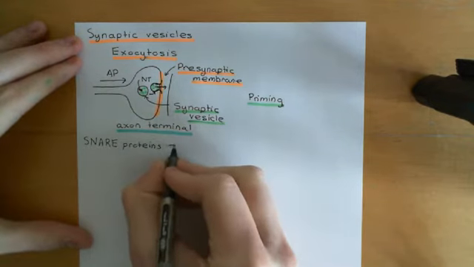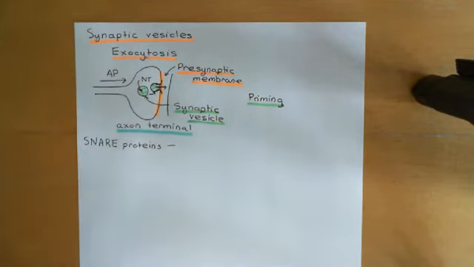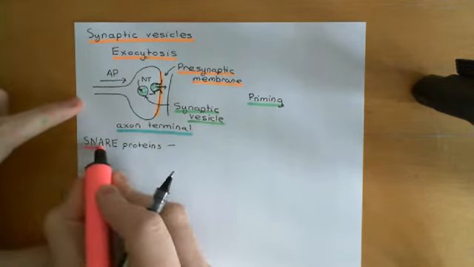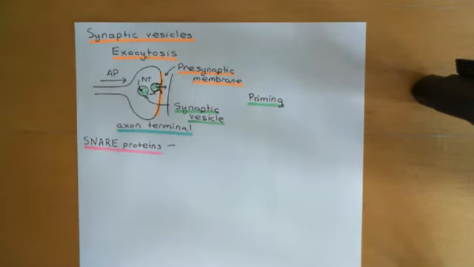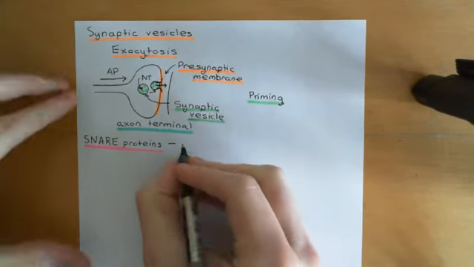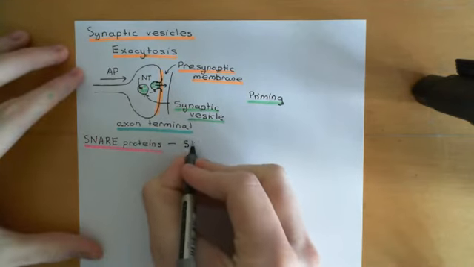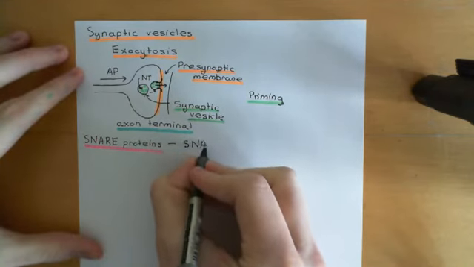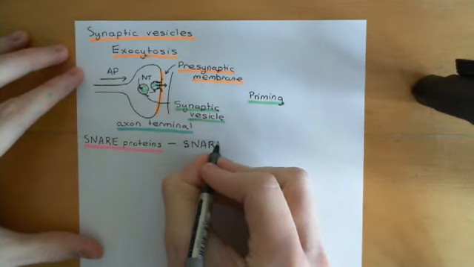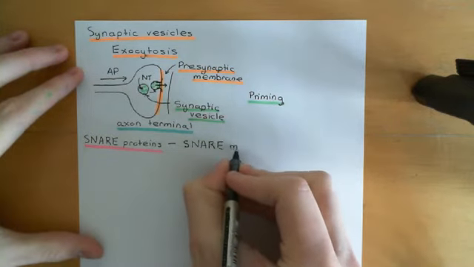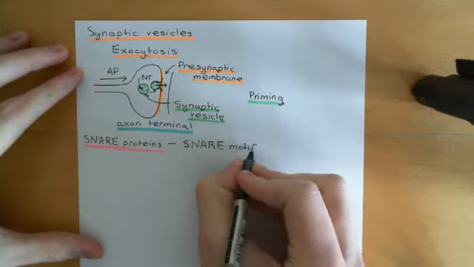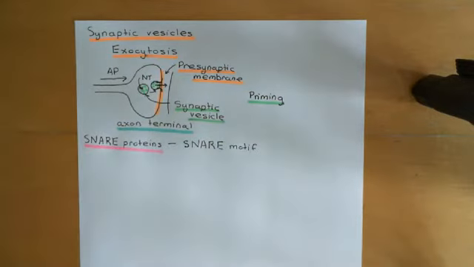Now, what's the characteristic feature of a SNARE protein? What do you have to be considered a SNARE protein? Well, SNARE proteins all have a very important motif, basically, a little portion of them that they all have in common, which you have to have in order to be considered a SNARE protein. And this is called the SNARE motif.